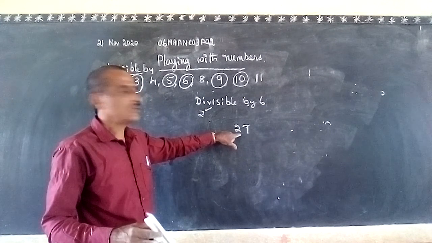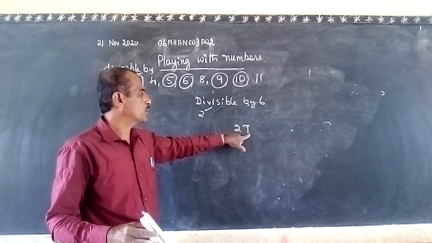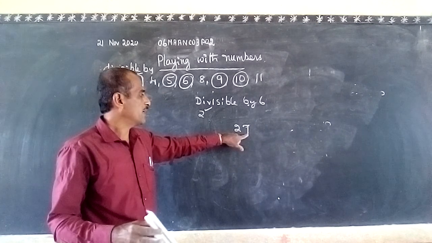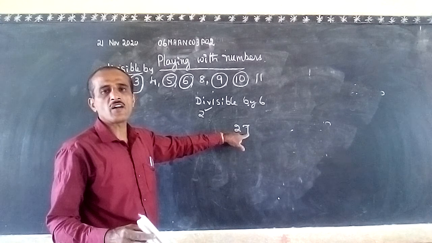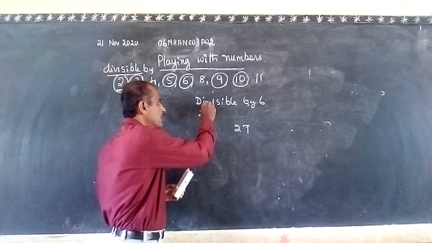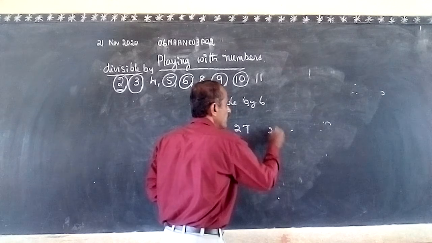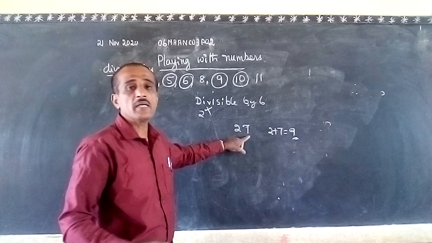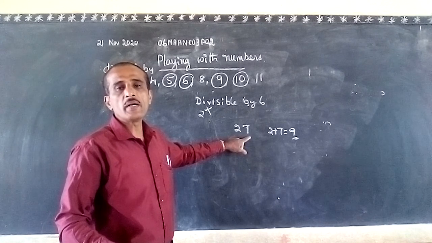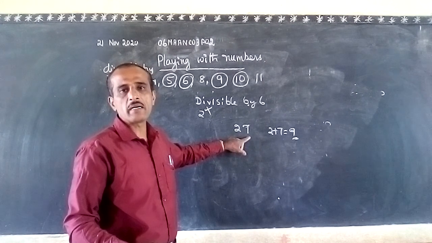So what you have to do? Search whether it is divisible by 2. No, you can't divide it by 2. Why? Because here 7 is there in the unit place. If 7 is there, such numbers are not divisible by 2. Whether it is divisible by 3, yes, sum of the digits 2 plus 7 is equal to 9. You can divide by 3, but you can't divide it by 2. Therefore, 27 cannot be divided by 6 completely.